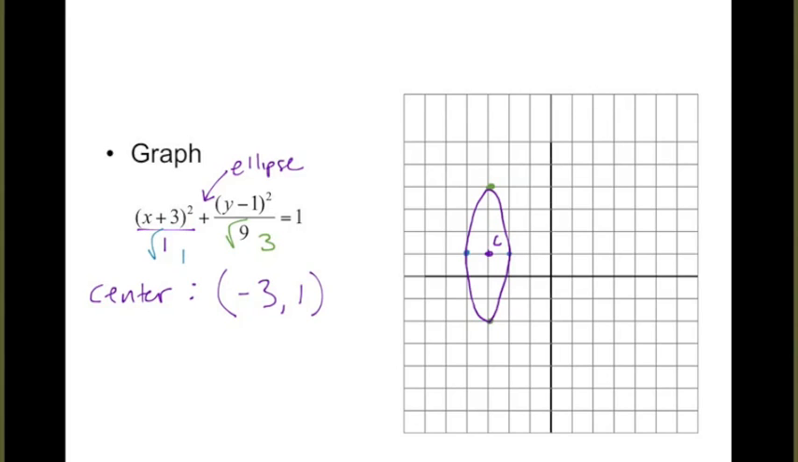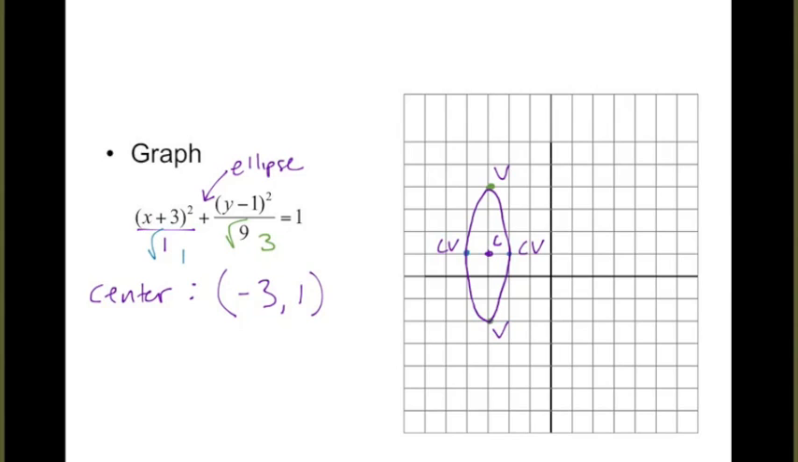And then for an ellipse, we just connect around. So then technically, the bigger ones are the vertices and the smaller ones are your co-vertices, but you don't really need to label them. You also don't need to find your foci because they're not critical to the curve. Questions?